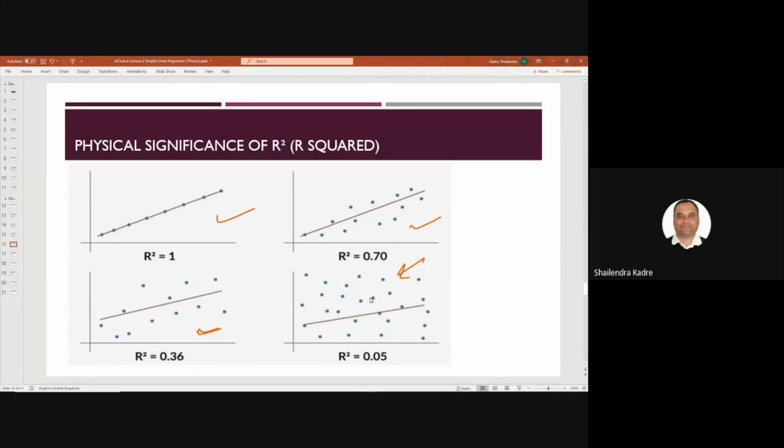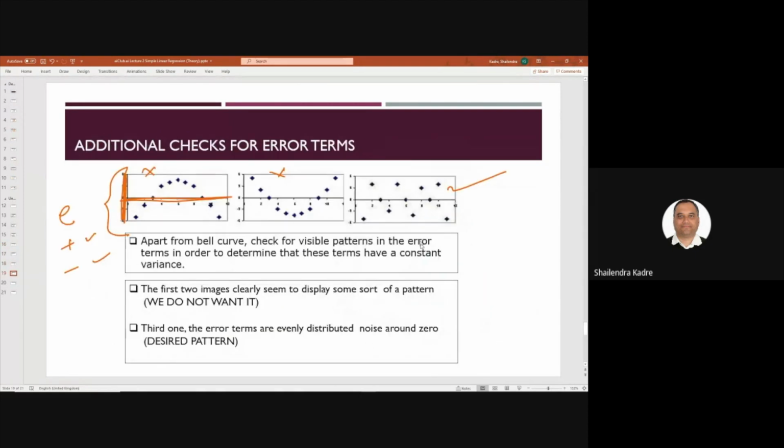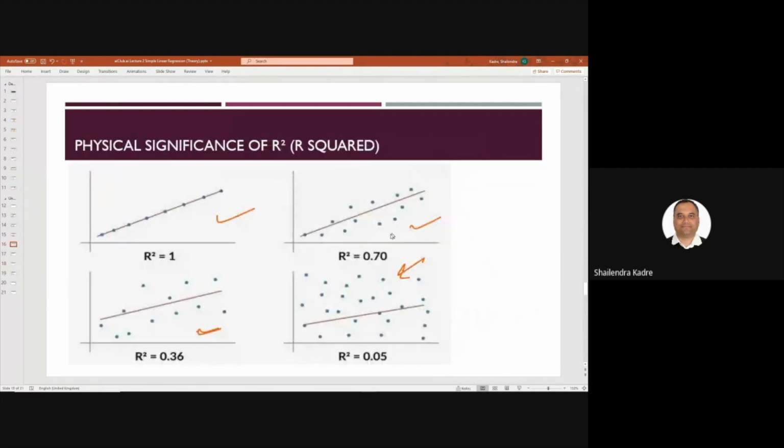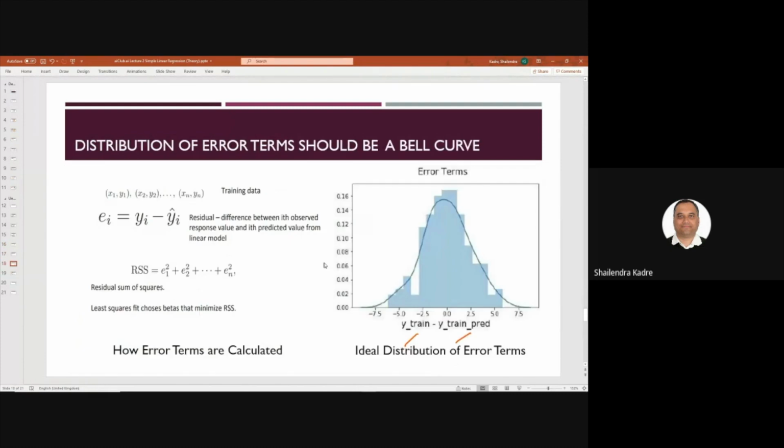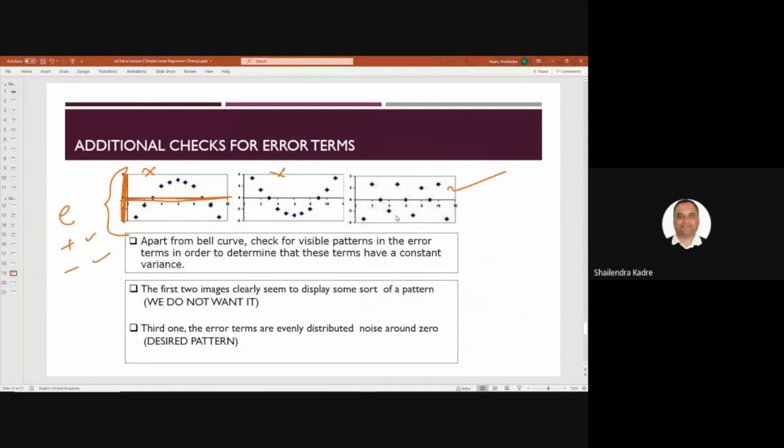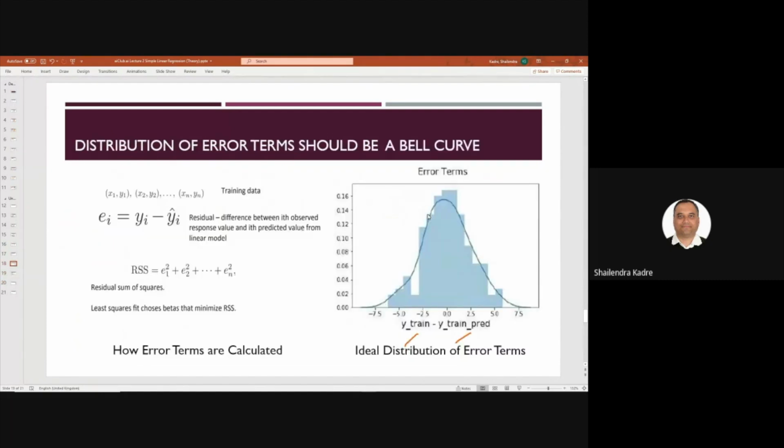But these are observed points. These are not errors we have plotted. Here we are plotting errors, so errors should be randomly distributed. So these three things should be there. Our R square should be close to 1. Our error histogram should be close to a bell curve, very symmetric, and error terms should be randomly distributed. These are the three checkpoints for whether our model is good or not.